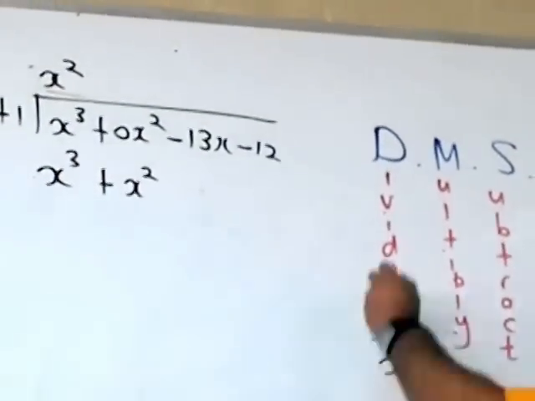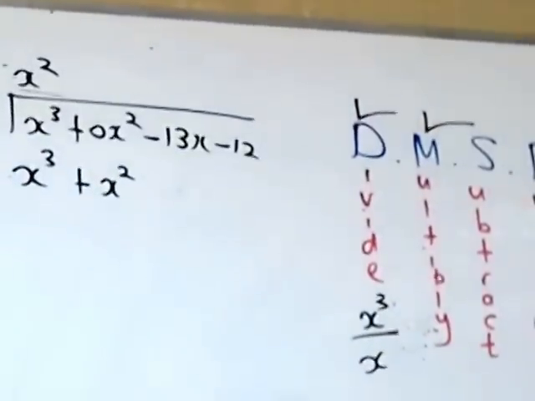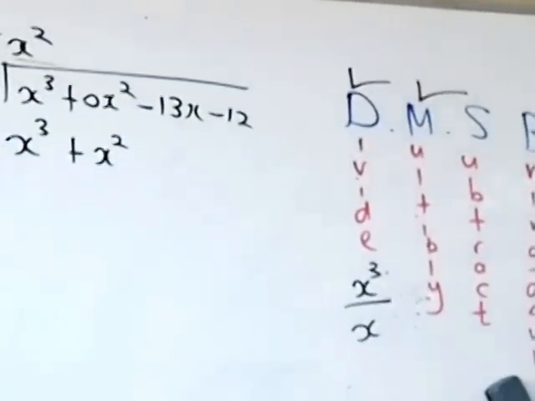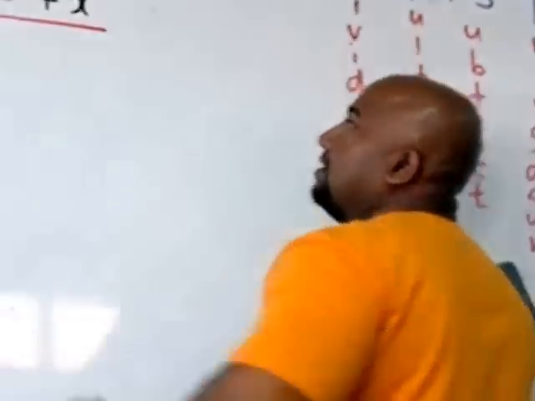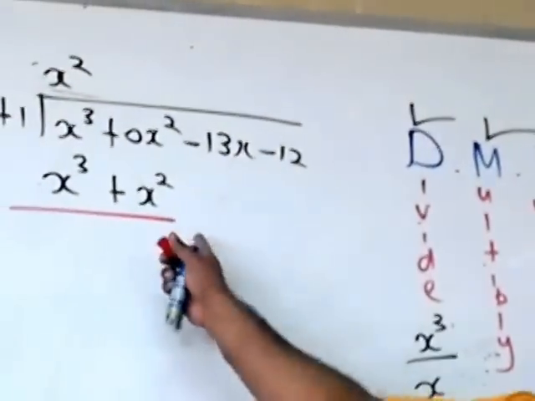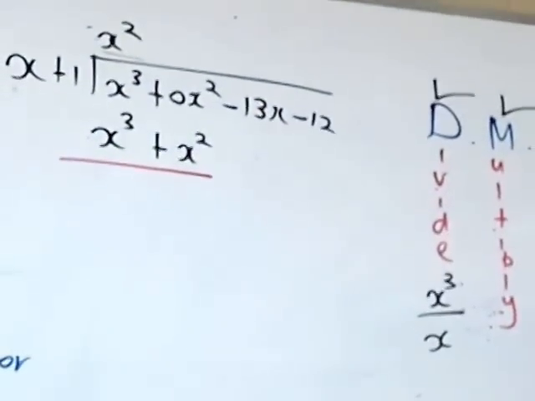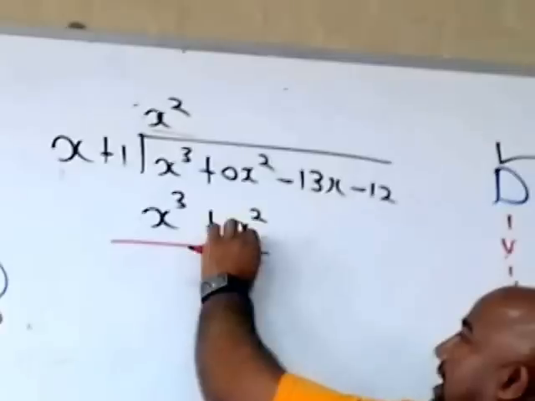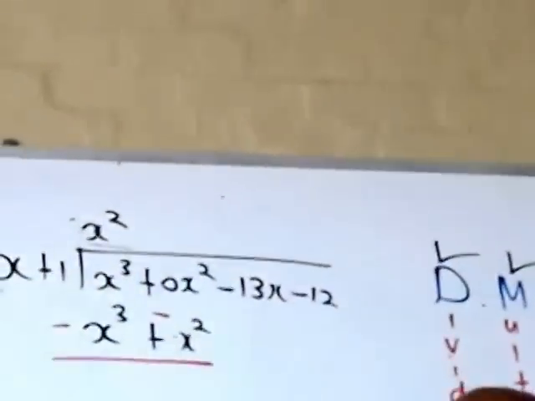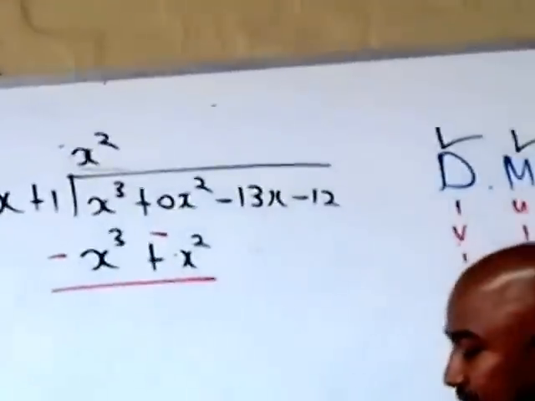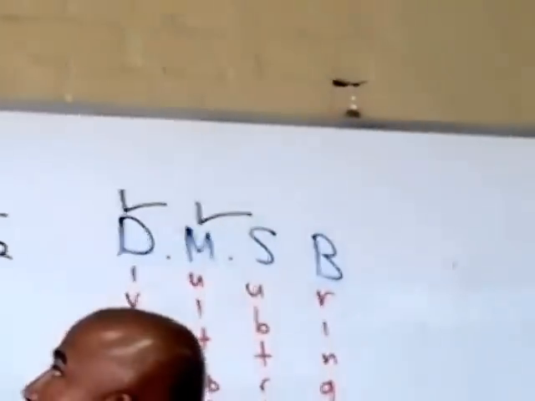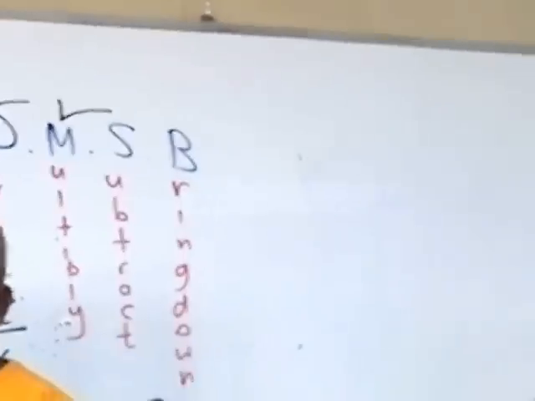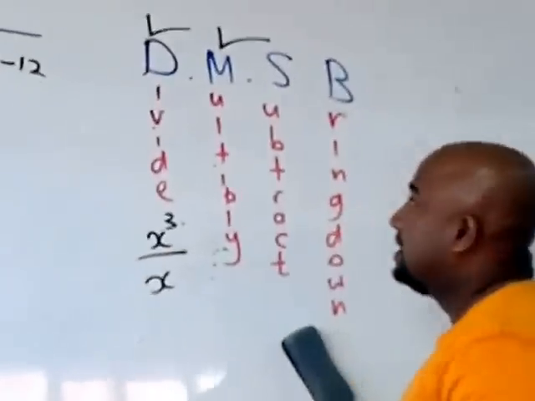So we divided, we multiplied. What is the next step? Subtract. How do you subtract? Minus. These two terms minus the bottom terms. You put a line here and you subtract. The plus changes to a minus, the plus changes to a minus. Change the sign of the bottom term. What do we have? We have 0 minus 1. What is 0 minus 1? That's going to be minus 1x squared. 1x cubed minus 1x cubed is 0. Alright, so we dealt with subtract.